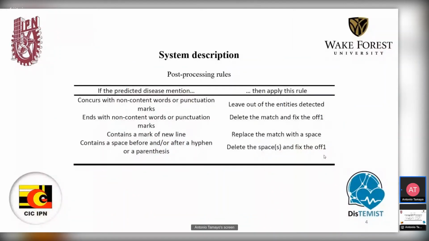Here in this table, we can see the simple rules that we apply in our post-processing stage. If the predicted disease mention begins with non-content words or punctuation marks, then leave out the entities detected. If the predicted disease mention ends with non-content words or punctuation marks, delete the match and fix the offset. If the predicted disease mention contains a new line mark, replace the match with a space. And finally, if the predicted disease mention contains a space before and or after a hyphen or a parenthesis, delete the space or spaces and fix the offset.